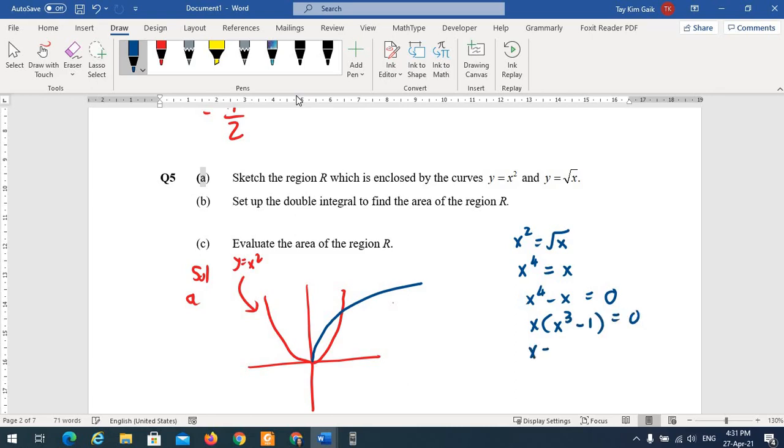Now, one intersection point is x is 0, or x cubed equal 1. Okay, x cubed equal 1 provided where? X is 1. So this point is 0, this point is 1. Plug in.